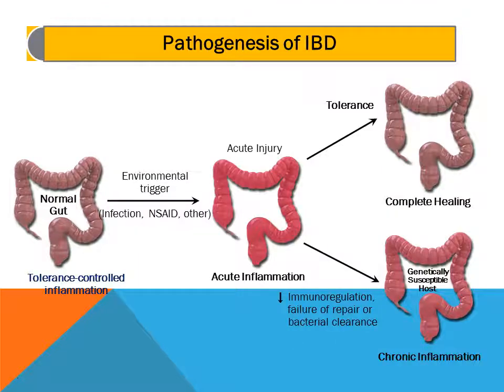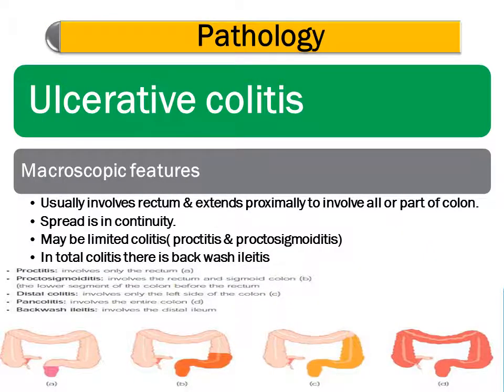As for the pathogenesis of IBD, you can see in this picture the tolerated inflammation in the normal gut. Environmental triggers like infection can cause acute inflammation, which can lead to complete healing or to chronic inflammation. Now we will discuss ulcerative colitis in detail.